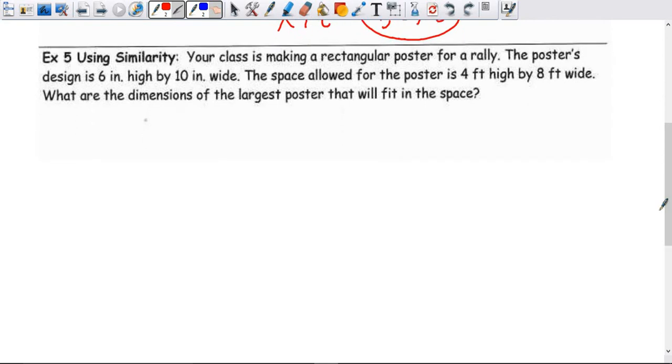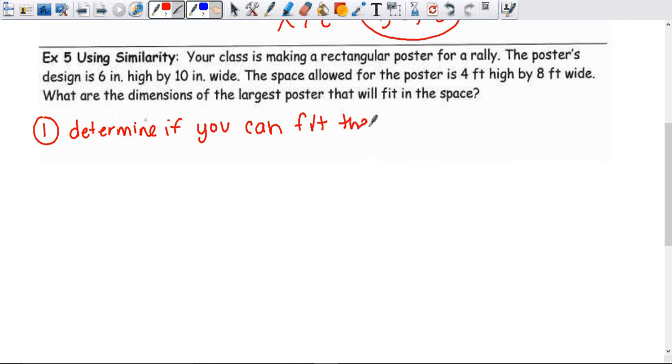All right, so now using the similarity, think of if your class is making a rectangular poster for a rally. The poster's design is 6 inches high by 10 inches wide, and the space allowed for the poster is 4 feet high and 8 feet wide. So what are the dimensions of the largest poster that will fit in the space? Okay, so first things first, you should figure out if you can fit the whole space. So determine if you can fit the whole space, or at least how large you can go.